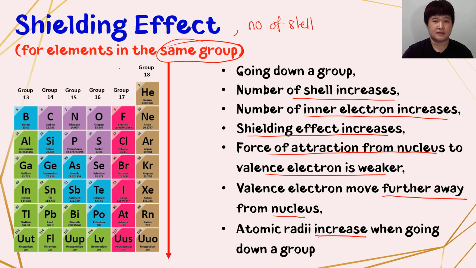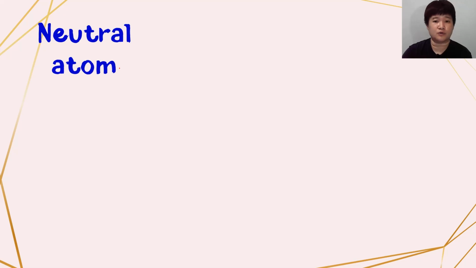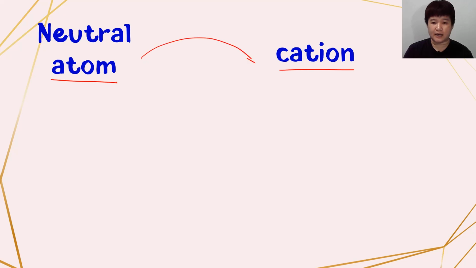Okay? And the next learning objective is, we are going to compare the size of the neutral atom and also its cation. So, everybody knows that when a neutral atom wants to become a cation, we are going to remove electrons. Then we can become a positively charged ion. Let's use a very simple example, sodium.